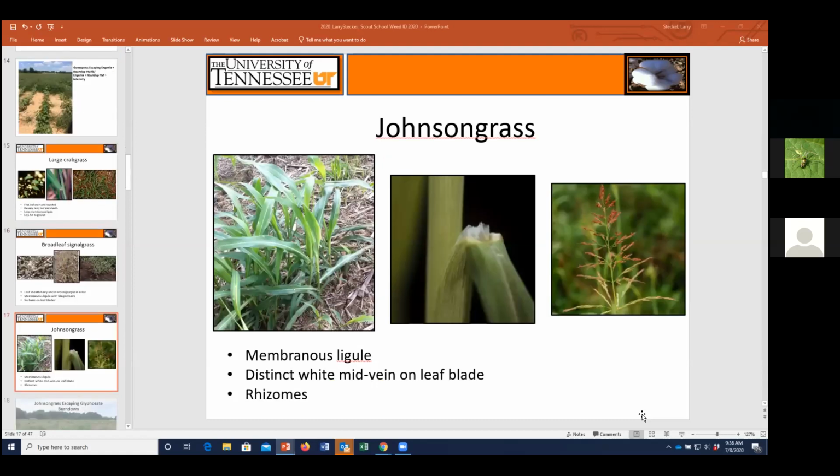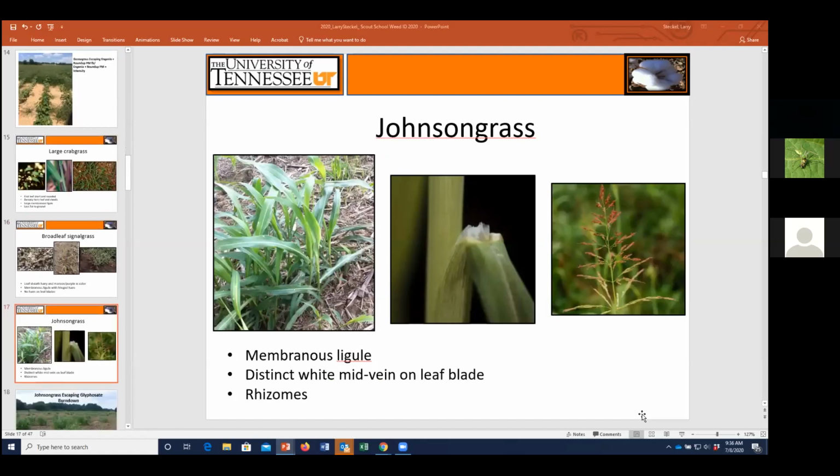And then we've got Johnson grass. I think everybody really knows what this one is. Again, it's got a membranous ligule. When I'm going out in the field, just surveying real quick, it's hard to tell Johnson grass from jungle rice when it's real young. But you pull that leaf back and you can view that ligule, and that's a key way to differentiate those two. It's got that distinct white midvein on the leaf blade. You can see that on that first picture on the left.